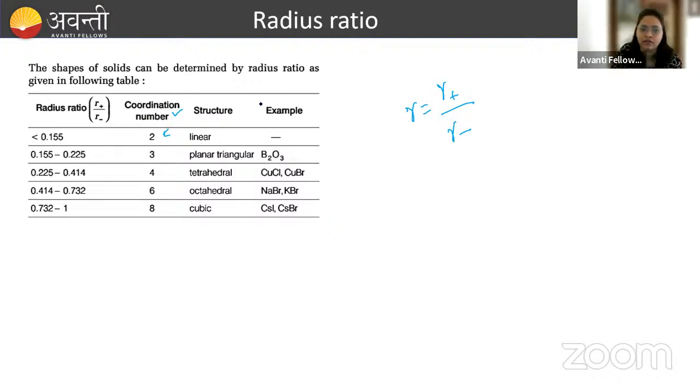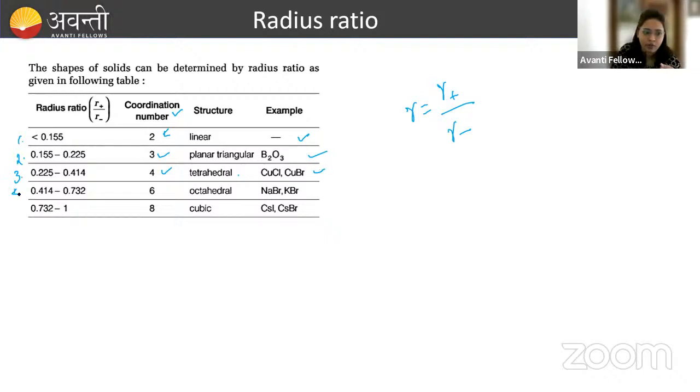A simple example you can see for a linear structure is LiCl, like that. Next, if the radius ratio comes in between 0.155 and 0.225, then the coordination number of the crystal system will be 3 and its structure will be planar triangular. An example is B2O3. Next, if it is between 0.225 and 0.414, then the coordination number of the crystal lattice is 4 and it is tetrahedral in nature, and the examples are given here.